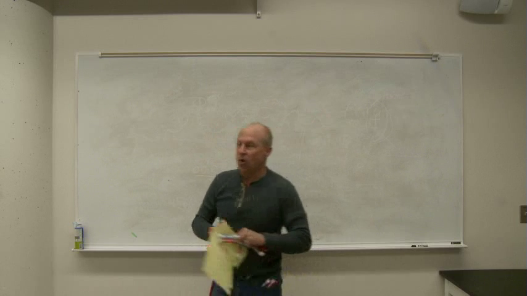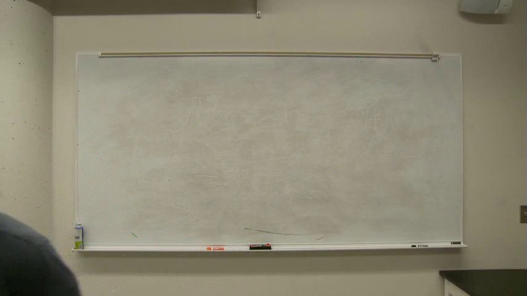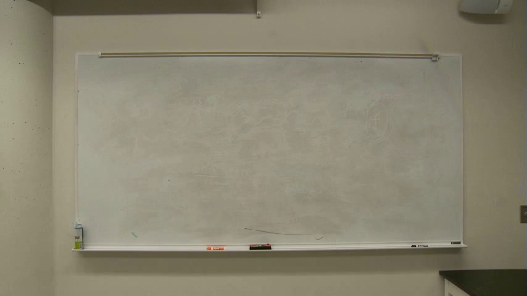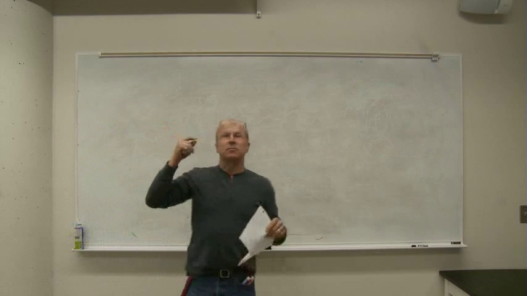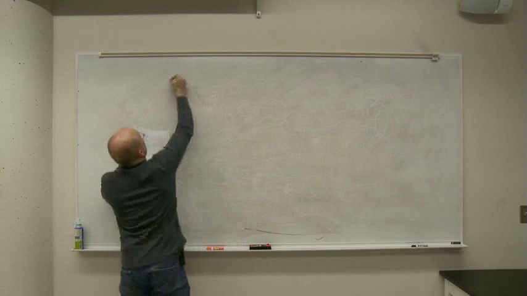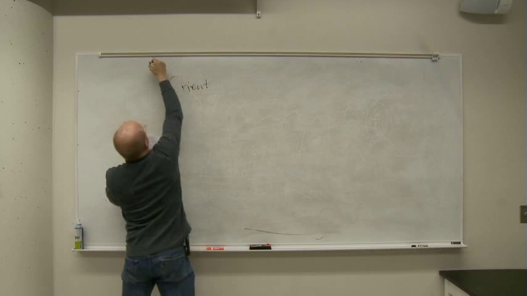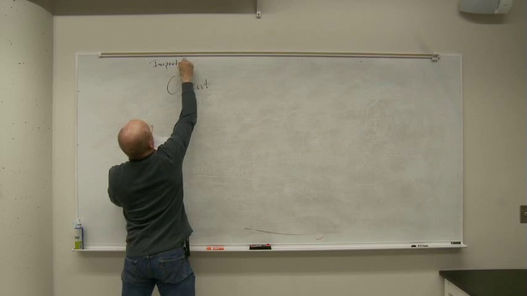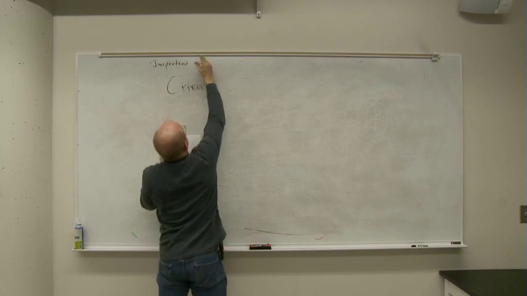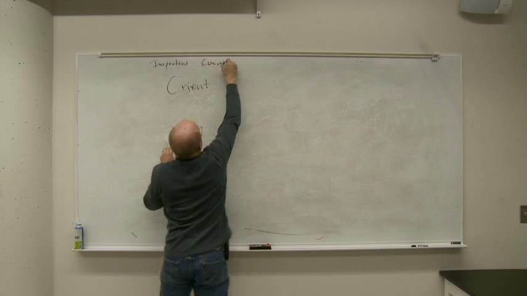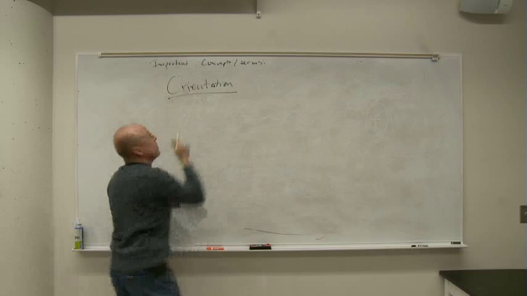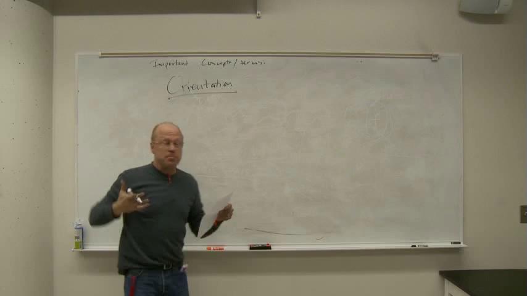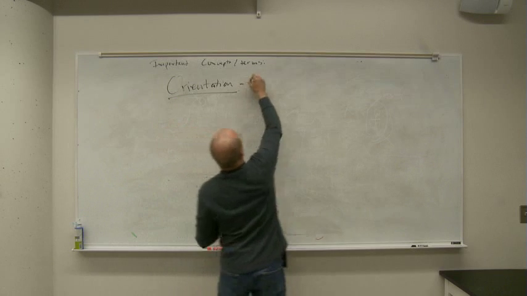All right. So, now we got to just kind of settle in on some straight definitions for this orientation. So, important kinds of concepts and terms. Orientation was the first one. I've been using that all day long. This is the way an organism positions itself in relation to external cues.